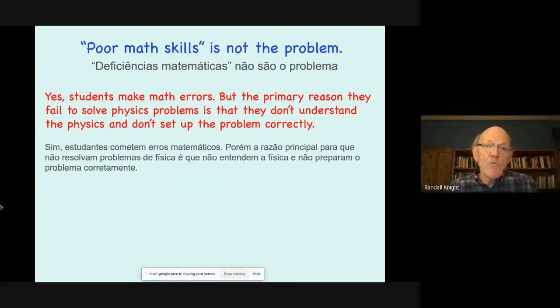And so, yes, they do make mistakes, but the reason that students can't solve physics problems is usually that they don't understand the physics and therefore didn't set the problem up correctly to begin with. So if you can't identify the forces correctly and can't draw a free body diagram, you're not going to solve a mechanics problem correctly, no matter how good your math skills are.